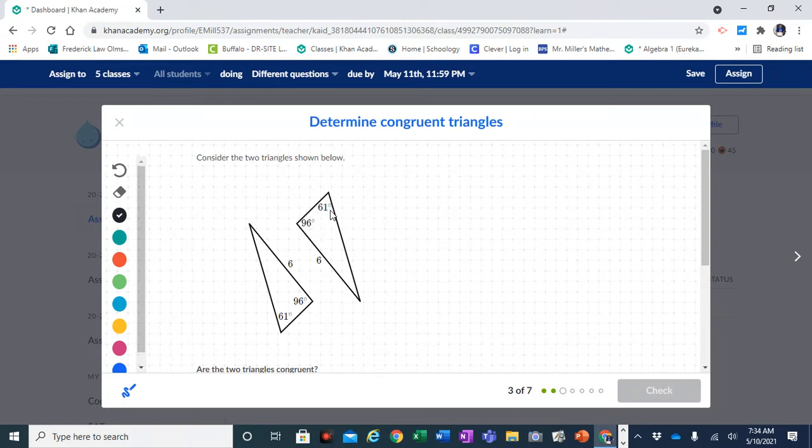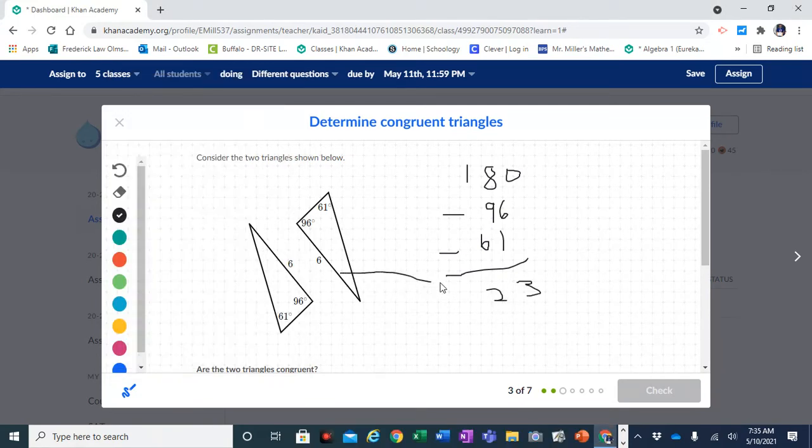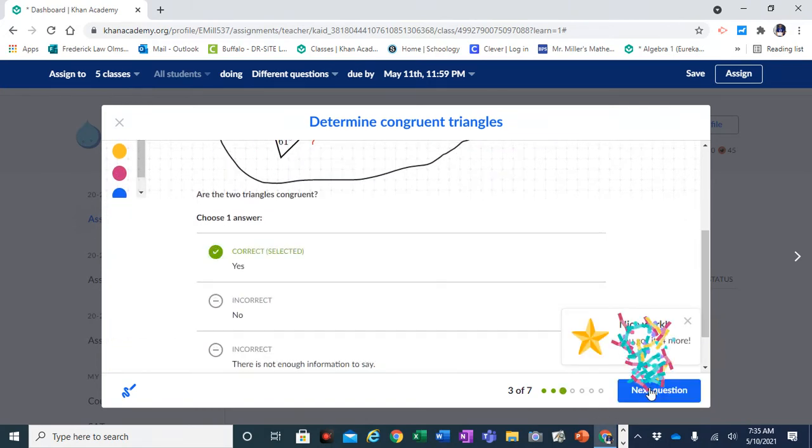For this one, it's the same idea. So we would have to take again our calculator, and we're going to do 180 minus 96 minus 61, and we get 23. So that means that this angle right here is 23. That also means the angle right here is 23. Okay, so that would mean that we have an angle, a side, and an angle. And again, we would have an angle, a side, and an angle. So angle, side, angle, that would mean these are, in fact, again, congruent.